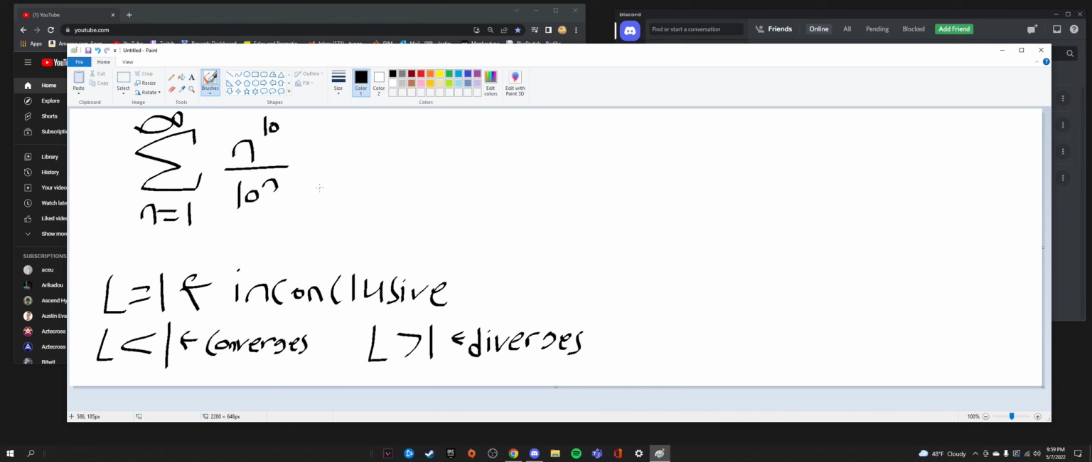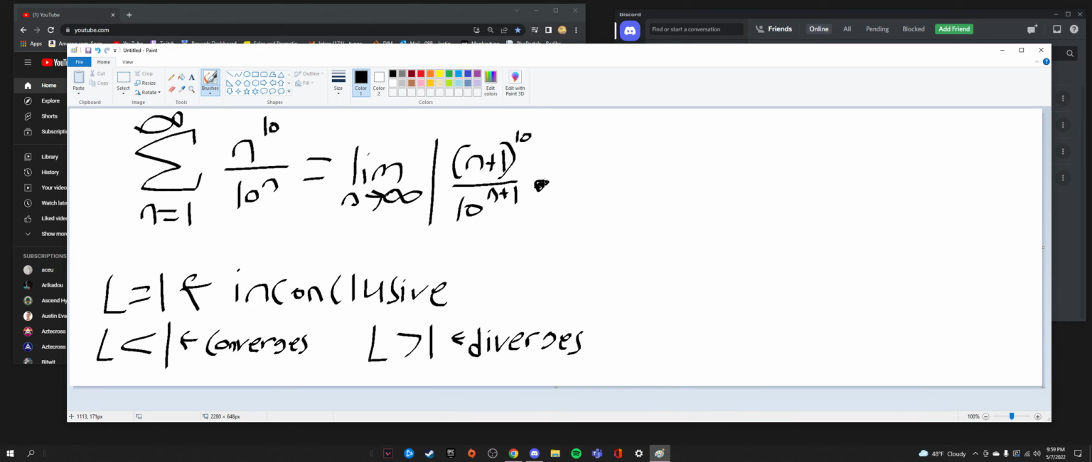Now in this case, we're going to have to do what we did earlier. So we get our limit as n approaches infinity of the absolute value, this time we'll use absolute value, of, once again, n plus 1, so replace every n with n plus 1, raising it to the 10th power, over 10 to the n plus 1. Now we're going to multiply by the reciprocal of the original one, so we would have 10 to the n over n to the 10th.